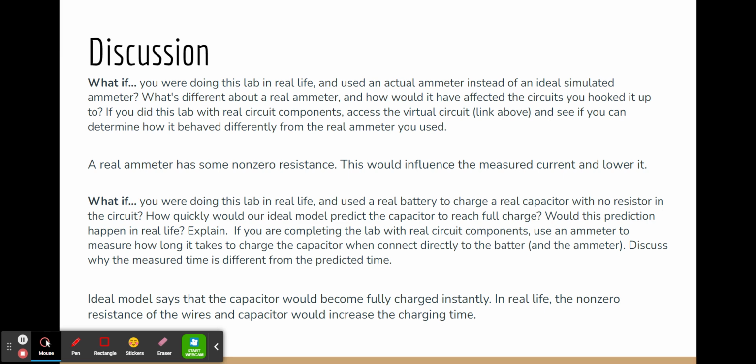And then what if I was to do this lab in real life with a real battery to charge a real capacitor? The ideal model says the capacitor would become fully charged instantly. In real life, the non-zero resistance of the wires and capacitor would increase the charging time. It wouldn't be zero, but it'd be pretty close.